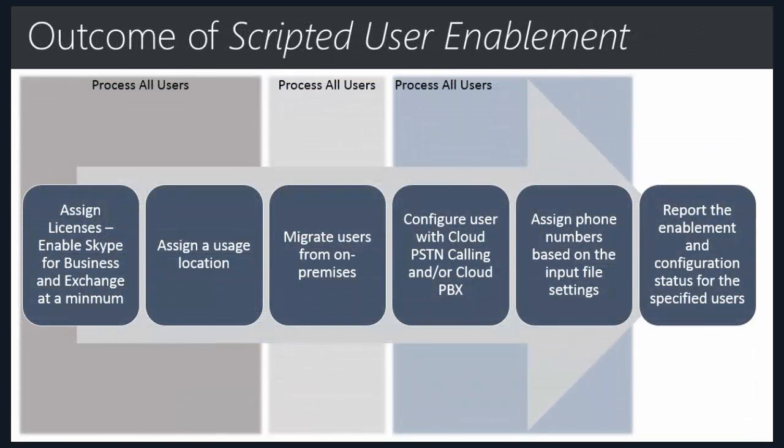So how does the script work? What do I actually do? There will be an input file that tells me which users you want to process and how you want them configured. At a high level, I will process all the users within that input file to first go through, check licenses, and assign licenses if needed, making sure that we have enabled Skype for Business and Exchange at a minimum.